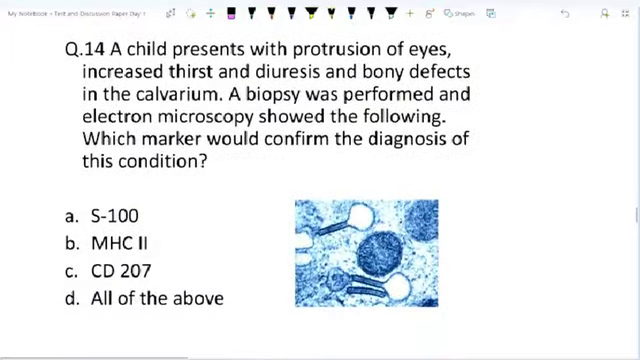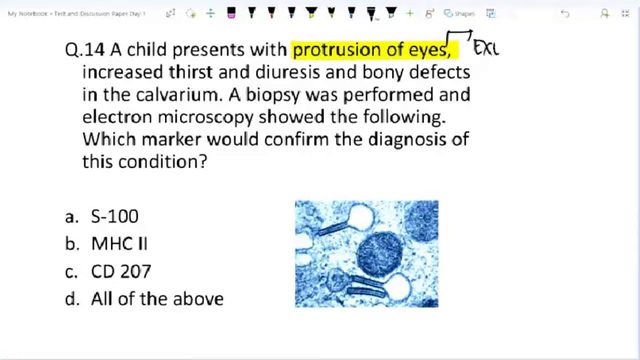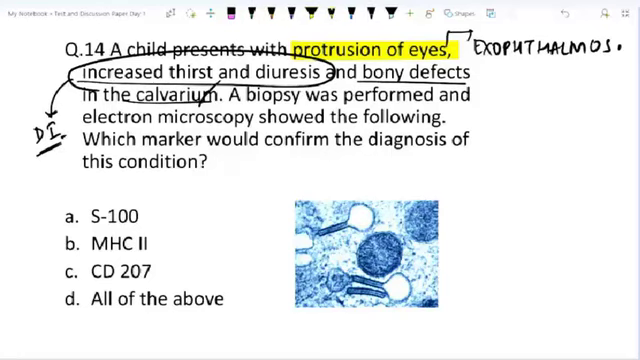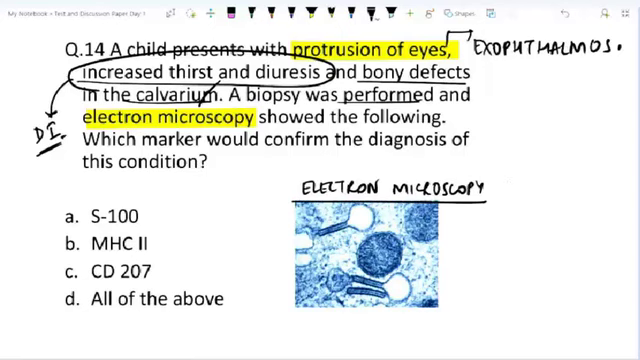A child presents with protrusion of eyes, so that is your exophthalmos. Increased thirst and diuresis, maybe the patient has diabetes insipidus, and bony defects in the calvarium. A biopsy was performed and electron microscopy showed the following. So this is electron microscopy. How do I know? Because it's 50 shades of grey, black and white. On this electron microscopy, you can appreciate these pentalaminar structures which have this fusiform ending to them.